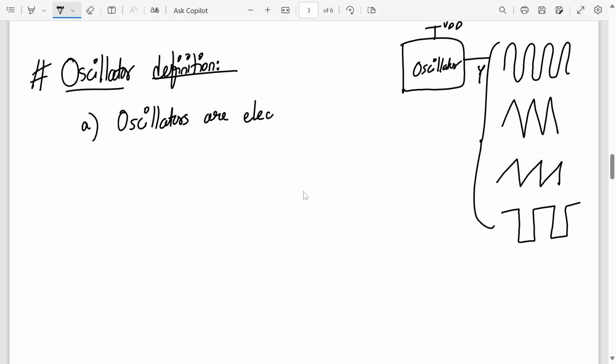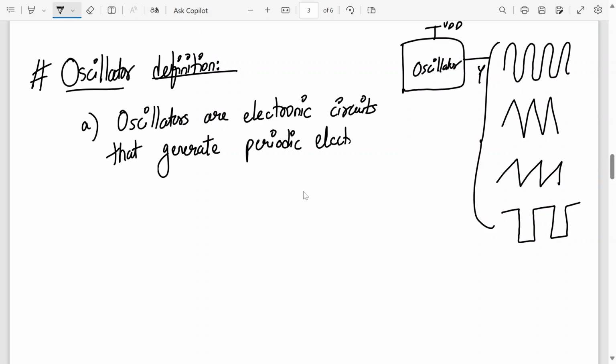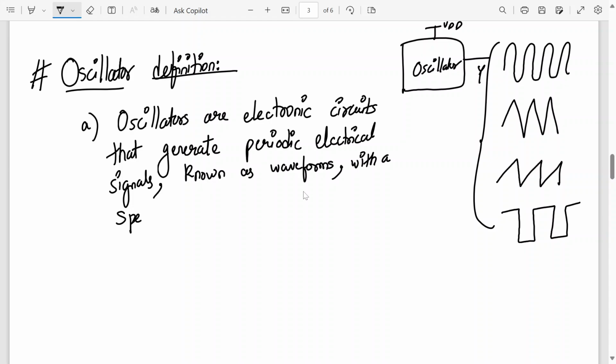So oscillators are electronic circuits that generate, the proper definition, periodic electrical signals known as waveforms with a specific frequency and amplitude. Do you know what the frequency and amplitude of any signal are?